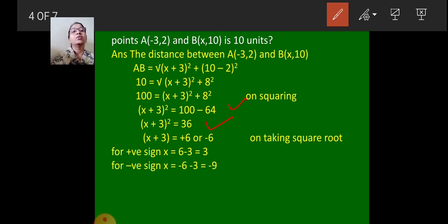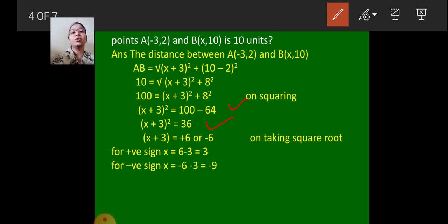Now to remove that square, taking square root on both the sides, so x plus 3 is equal to plus 6 or minus 6, right? When we take square root, we get two values, positive and negative. So here x is a coordinate, it can be positive, it can be negative. So we need to consider both the values.